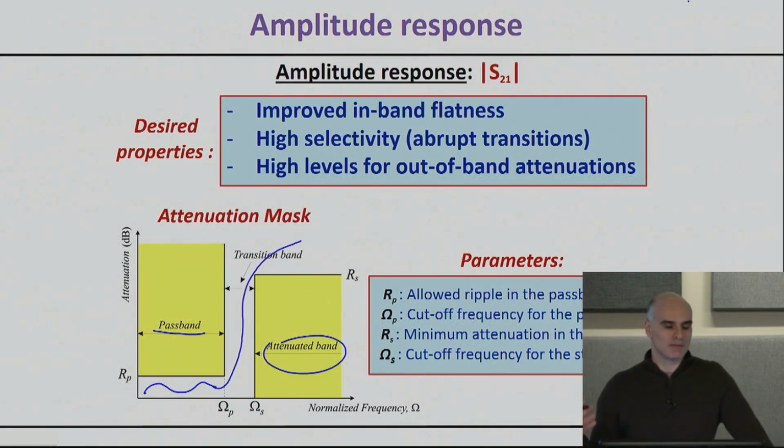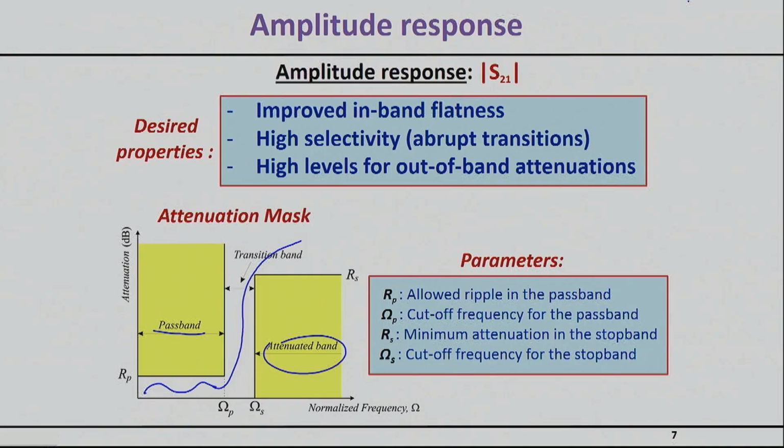So 40 dB, 50 dB, depending on what the case might be. And finally, there's a transition band where we allow basically the filter to transition from its typical passband to its typical stop band behavior.